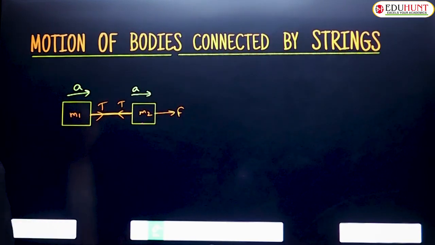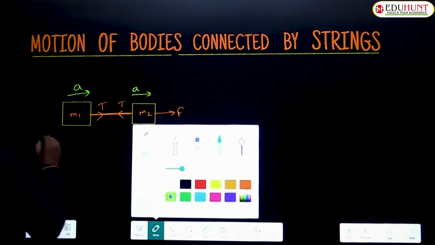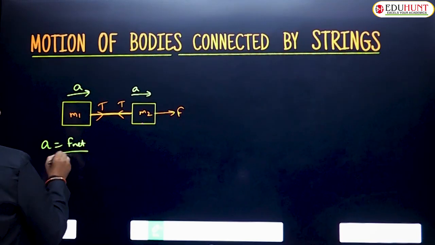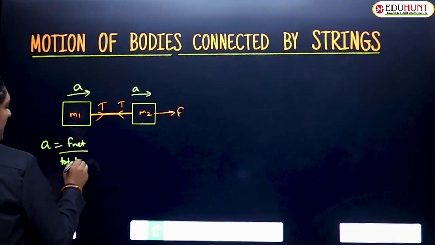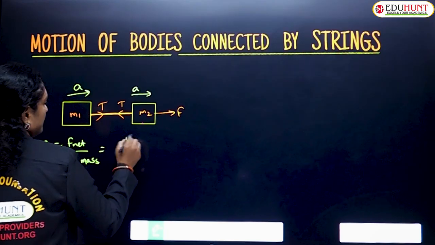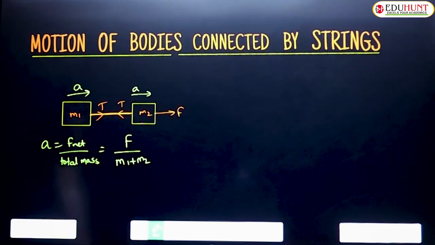What is the acceleration produced in each block? Acceleration A is equal to F net by total mass. The net force acting here is F, and the total mass is m1 plus m2. So this is the value of acceleration.